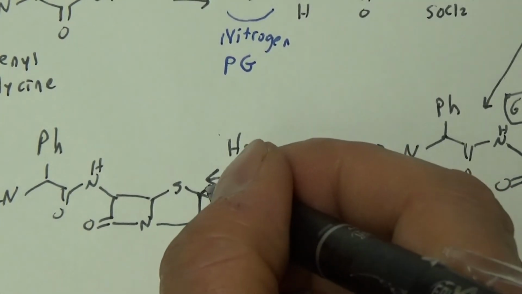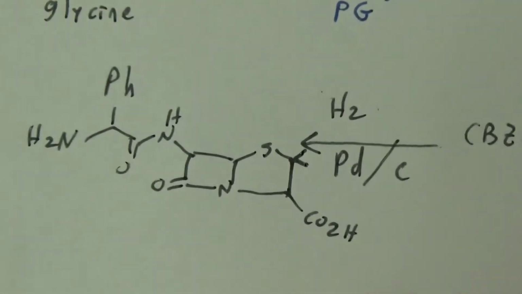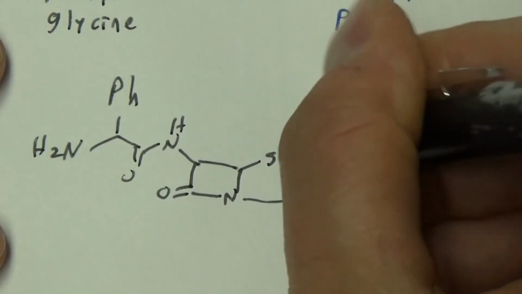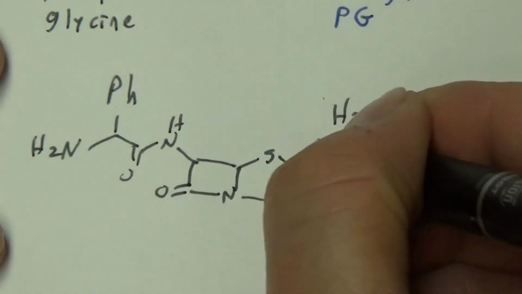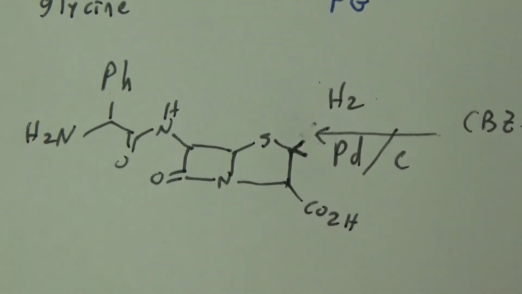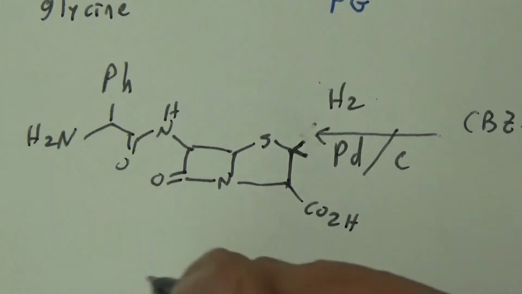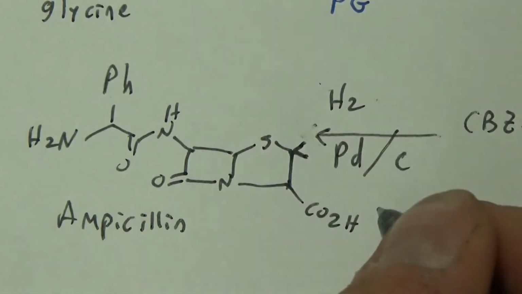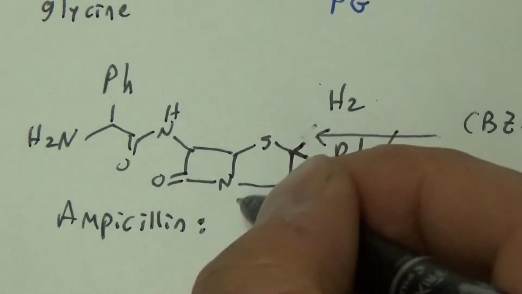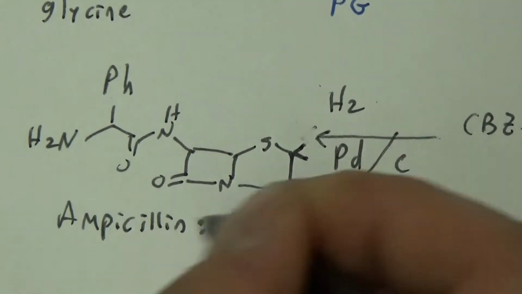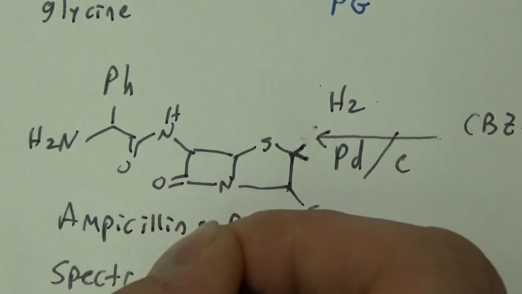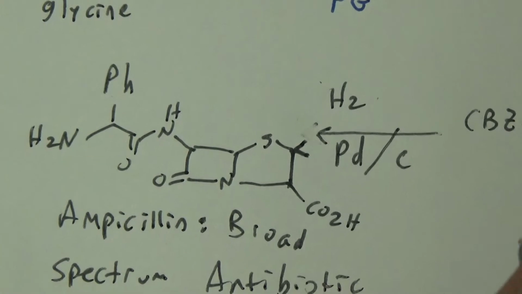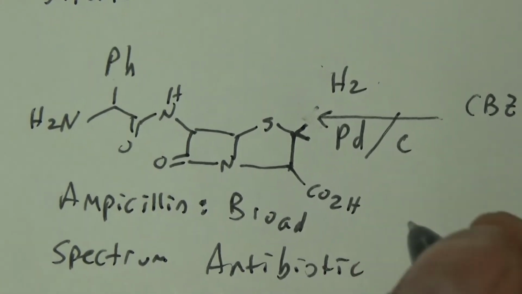Methyl. Okay. Draw the arrow differently here. Cool. Alright, so this is ampicillin, which is a broad spectrum antibiotic. So it's effective against gram-positive and gram-negative.